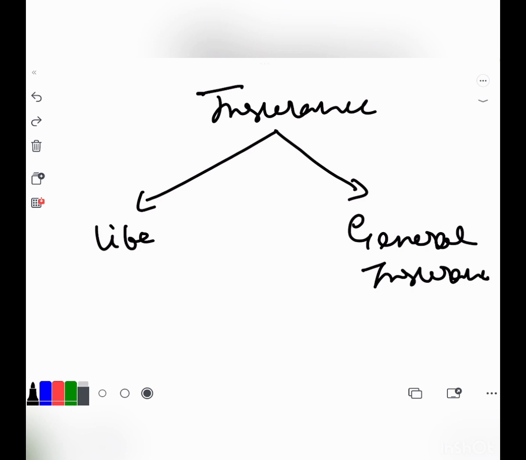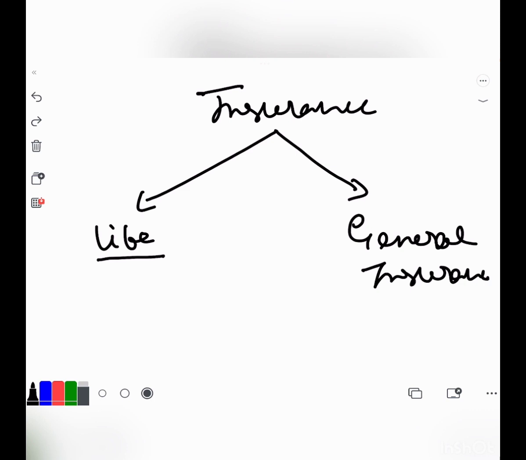Now, many times we feel that life insurance is all about human life and general insurance is about non-life. But this is not the right definition of differentiation. This is not the right differentiation between these two.